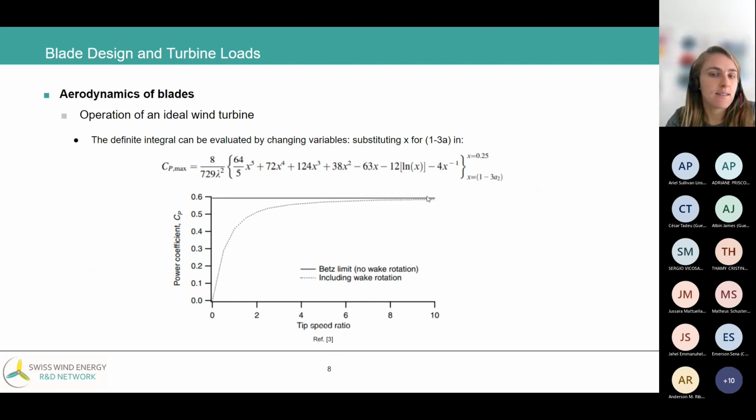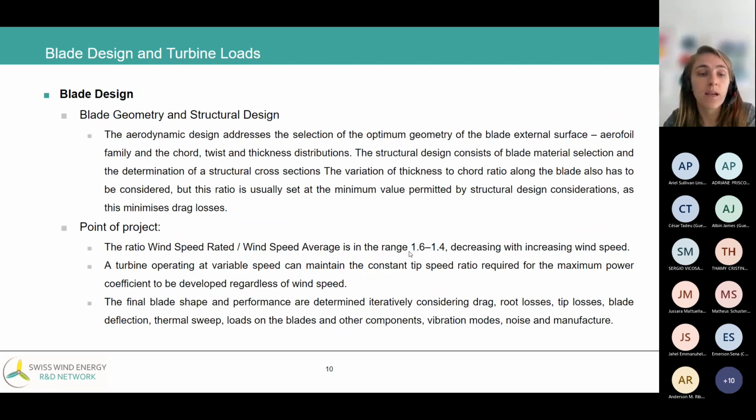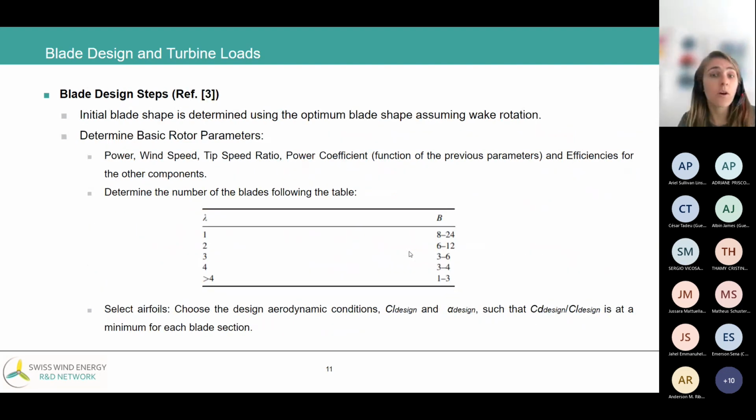And then let's say my first estimation can be a tip speed ratio of 10, because it's the one that goes closer to the Betz limit. But then later in the design, maybe I will have a noise requirement, something that defines that I cannot go higher on the rotor speed, but I can always start my assumption with the best possible tip speed ratio for my case.